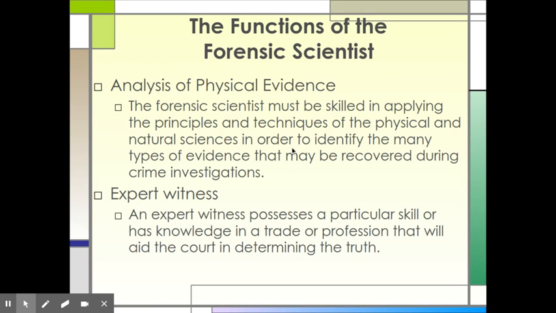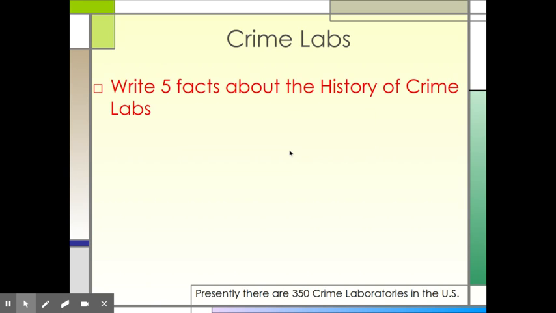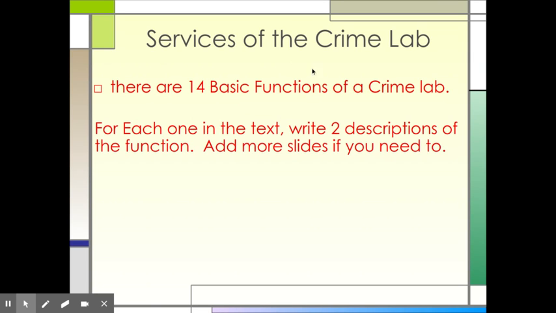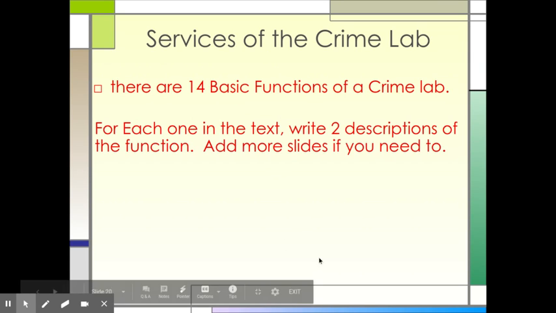All right, so I'm going to stop there. The rest of this Google slide is for you to fill out. When you read through the text, there's a section on crime labs, about the history of crime labs, probably starting with Edmund Locard. The next slide is 5 facts about the organization of a crime lab, how they are organized into the individual units. And then the last one, you may have to add a couple slides here.